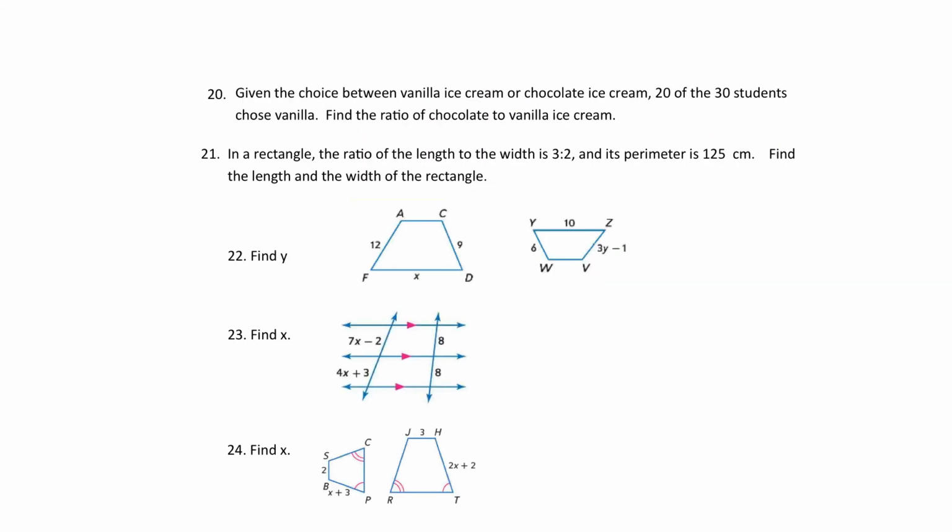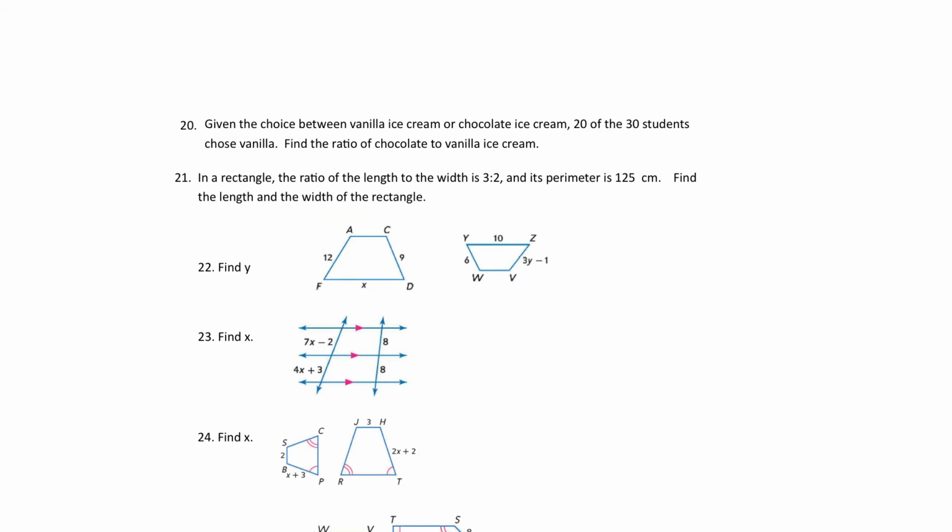Okay, so to the second half of this, so 20 says, given the choice between vanilla or chocolate, 20 of them chose vanilla. So how many chose chocolate? 10. Okay, so 20 chose vanilla, 10 chose chocolate. Right? Because there's 30 total, 20 chose vanilla, so 10 of them chose chocolate. So what's the ratio of chocolate to vanilla? 10 to 20, or 1 to 2, if you simplify that.